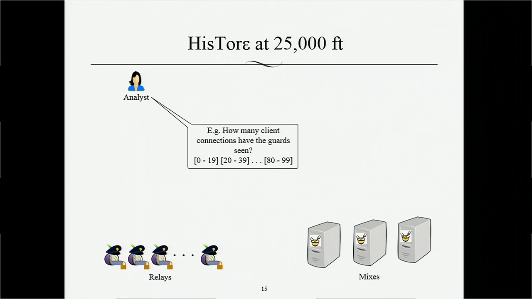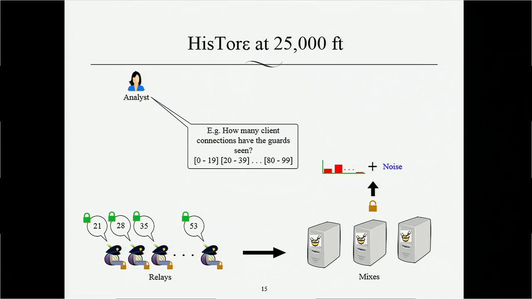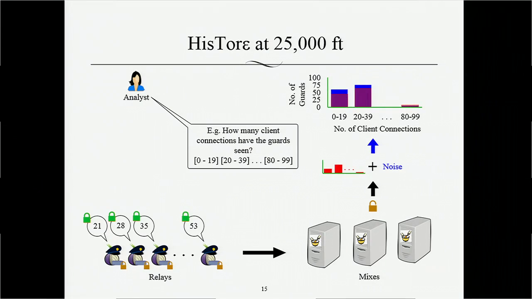And then there are mixers. They are third parties which add differentially private noise. So let's say there are 21 connections to the first guard, 28 connections to the second guard, and so on. These are all maintained in the oblivious counter. The relays obfuscate them and pass them over to the mixers. The mixers decrypt the value, but the values are still obfuscated, so the mixers don't learn anything. Then they add the noise. The noise is also obfuscated, so the mixers don't learn anything. And they send it over to the analyst. The analyst deobfuscates the result, removes the average noise, and publishes the result.